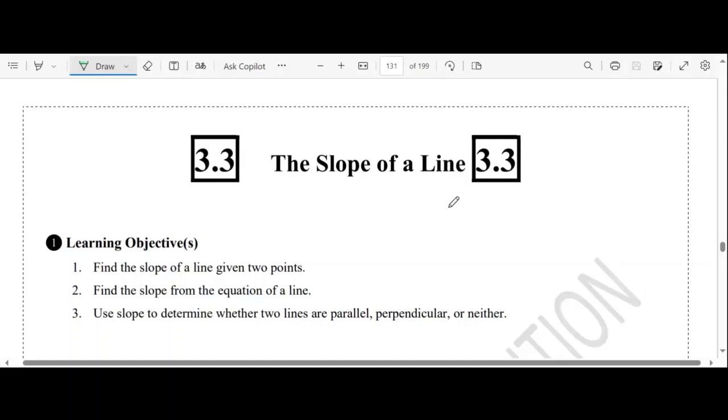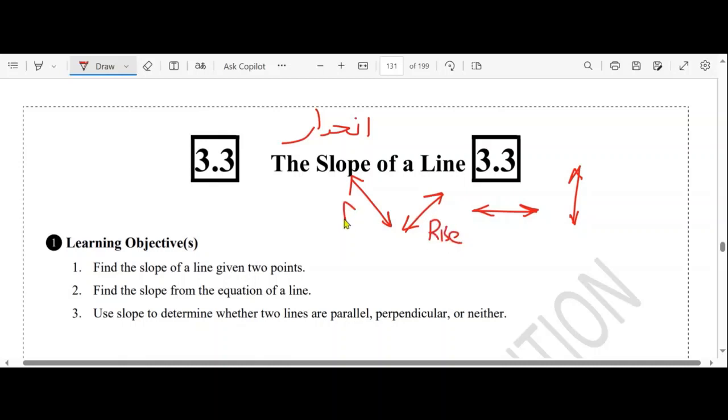Yalla, let's read. 3.3, the slope of a line. What does slope mean? Steepness. Yes, steepness, right. So the slope can be like this, right? Or it can be like this. Or it can be like that. Or it can be a vertical line. So vertical, horizontal, rise, fall.